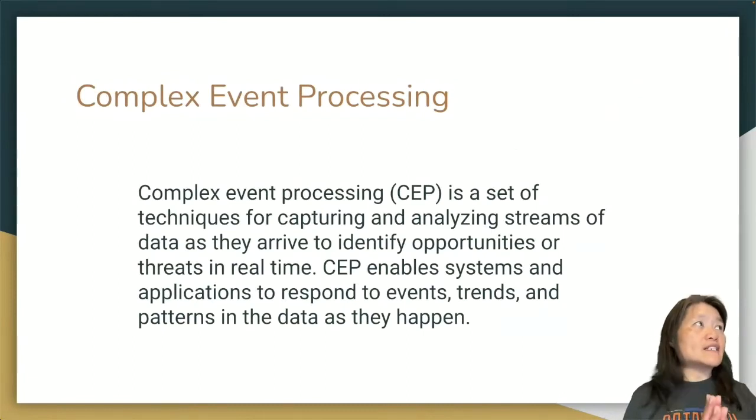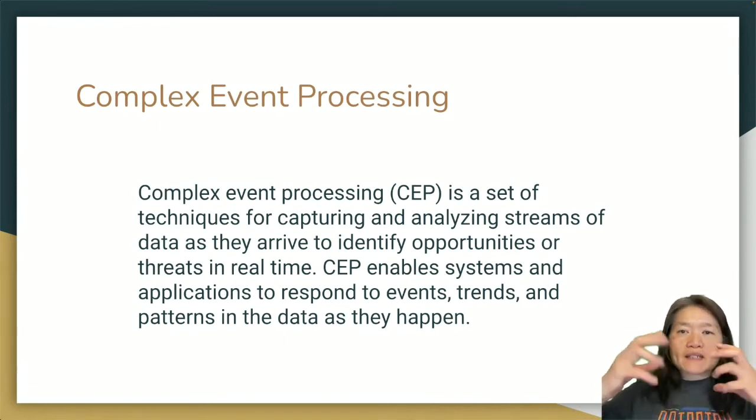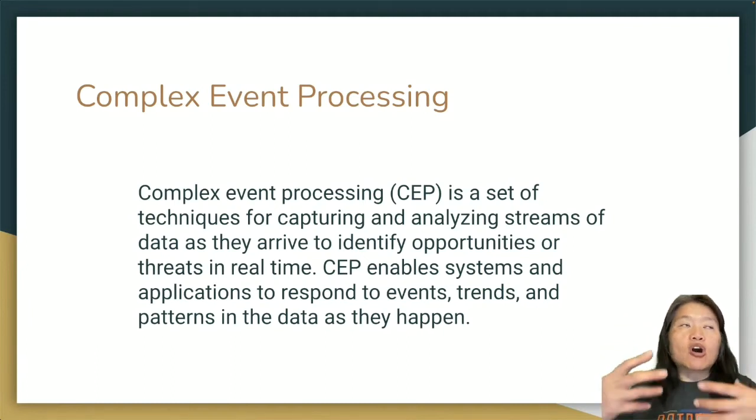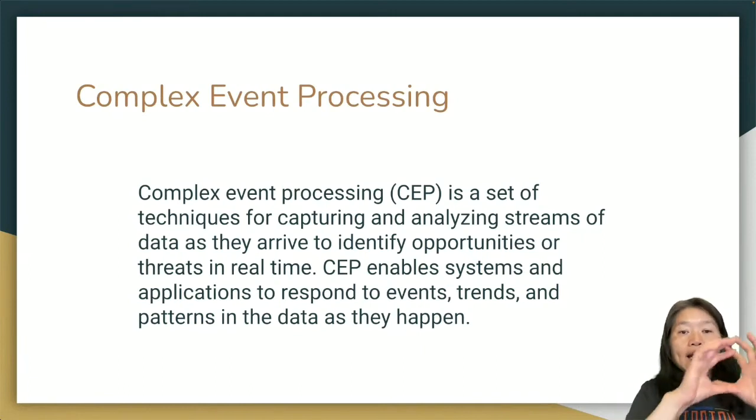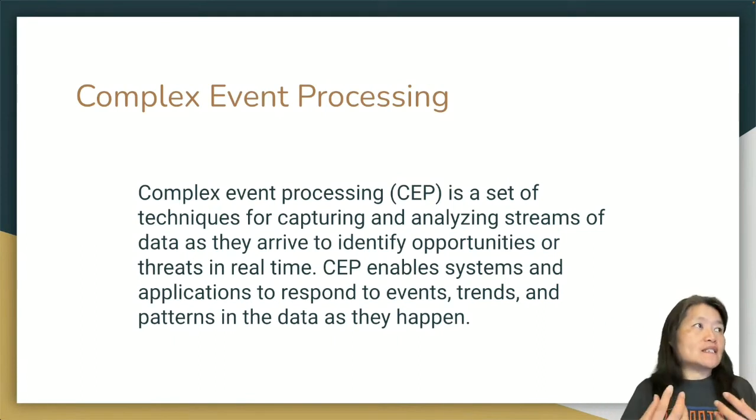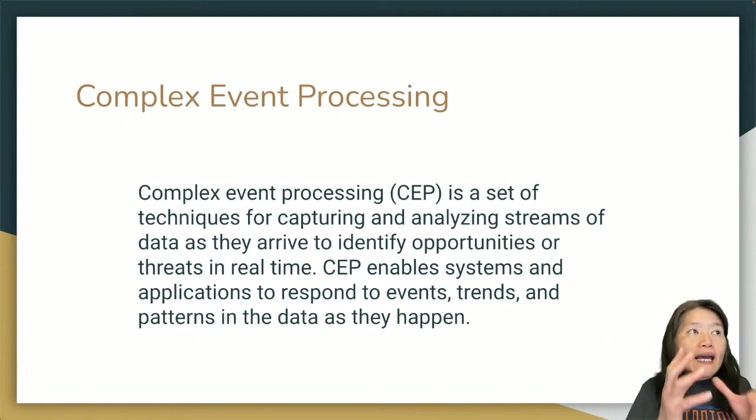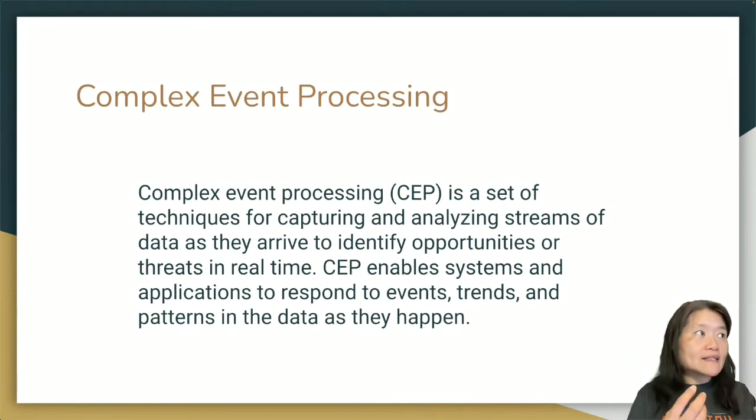Then there's this terminology, complex event processing. Complex event processing takes not just the event streaming, but, as the name suggests, something more complicated. It's basically a set of techniques. What does it do? It captures and also analyzes these streams of data as they arrive. And it brings value to it by identifying opportunities or threats in real time. It has a purpose, this complex event processing. It enables systems and applications to respond to events, trends and patterns in the data as they happen.